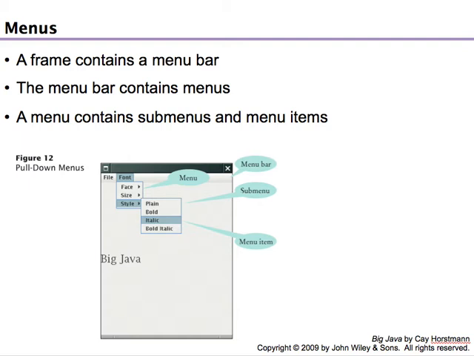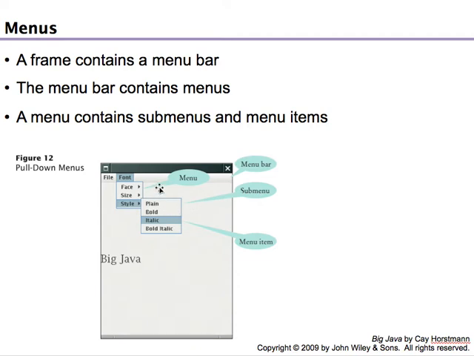Another important part of graphical user interface are menus. And you probably have used menus a lot in all the programs that you use. A frame contains a menu bar. So the menu bar is part of a frame. The menu bar contains menus, and menus contains either submenu or menu item.